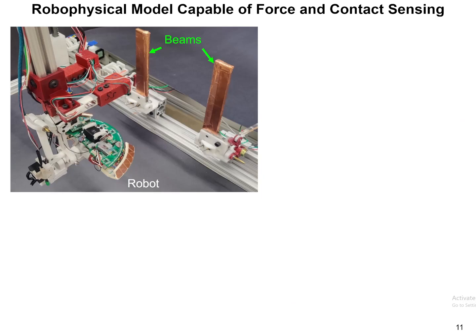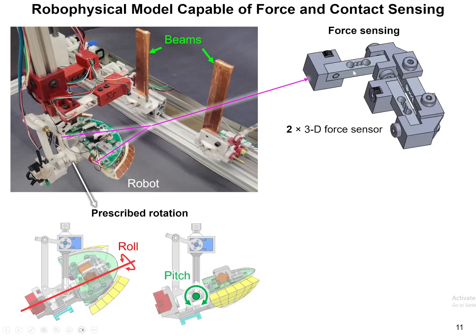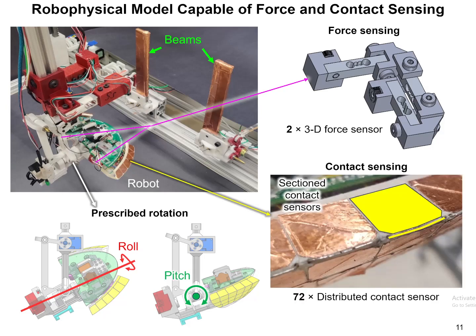Here we elaborate on our method using a robophysical model. We built a robotic system similar to that from the previous study. Here the robot's roll and pitch angles are not free but fully controlled. To sense the contact force with each beam, we separated the robot into two parts and connected each part to the robot mainframe via a 3D force sensor. To sense the contact position with the beams, the robot surface is covered with sectioned contact sensors.